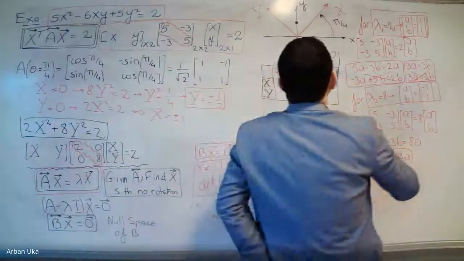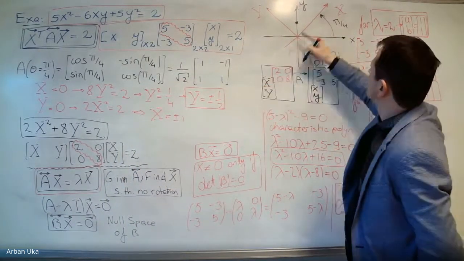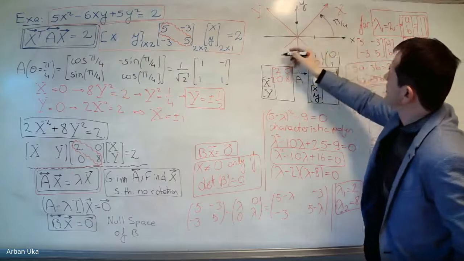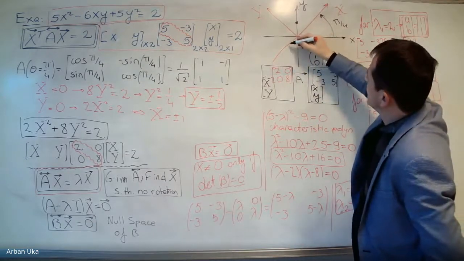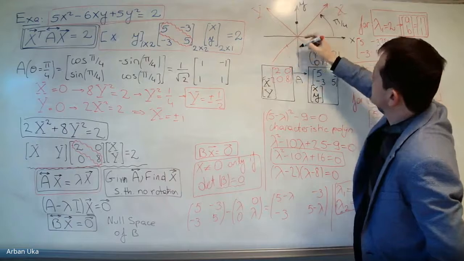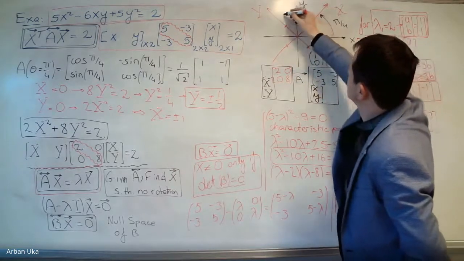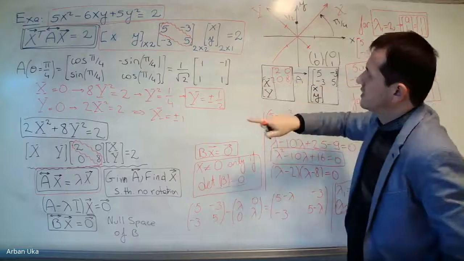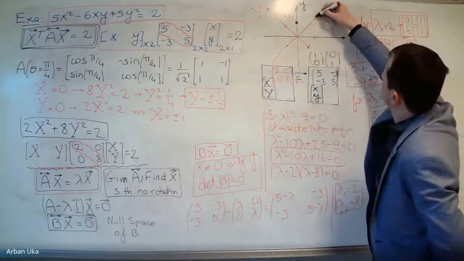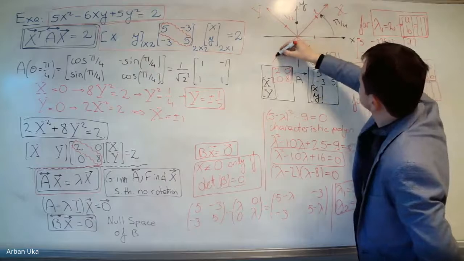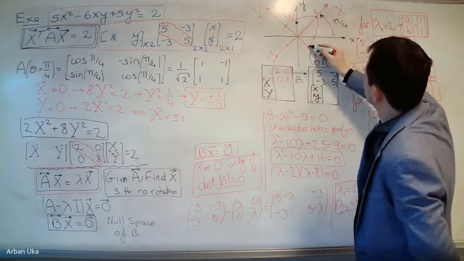So you are correct. This is going to be an ellipse. When x is equal to 0, y is going to be 1 over 2, here and here. And when y is equal to 0, x is going to be 1. So here we have 1, and this is minus 1. So you get an ellipse, which is going to look like this.